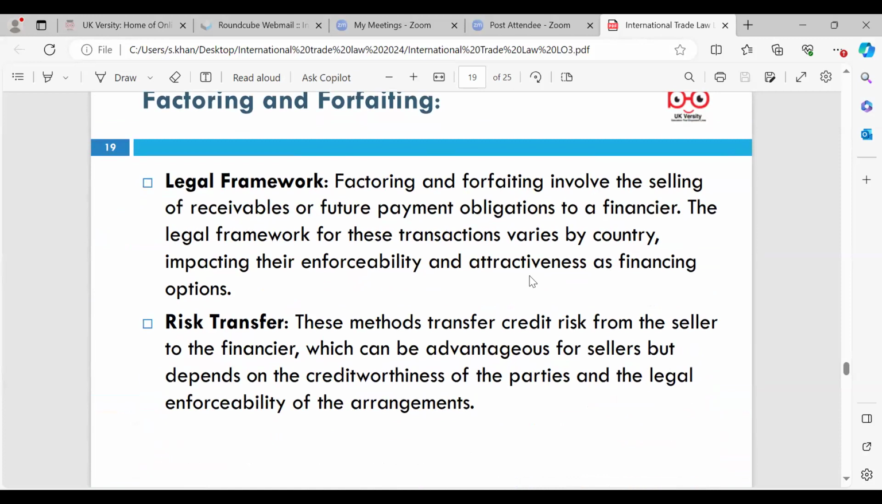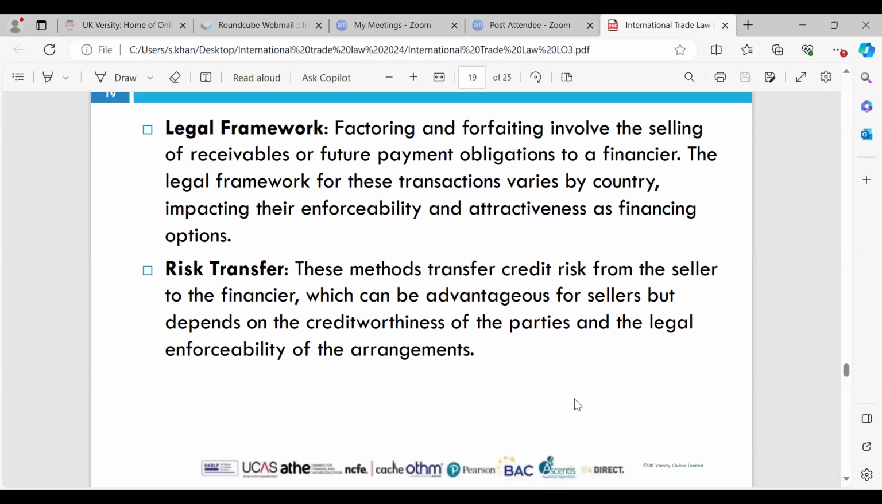The risk transfer: these methods transfer credit risk from the seller to the financer, which can be advantageous for sellers, but depends on the creditworthiness of the parties and the legal enforceability of the arrangements.